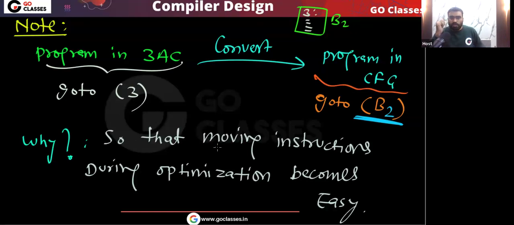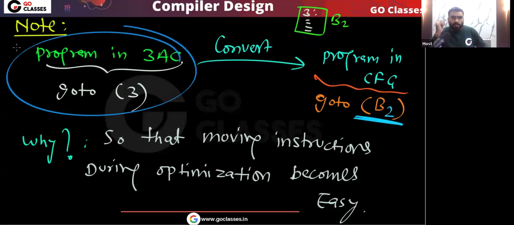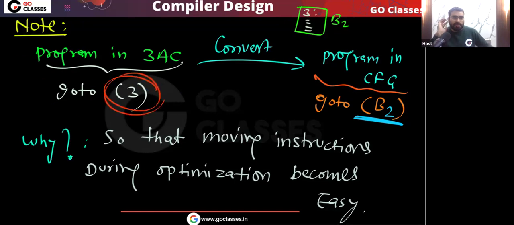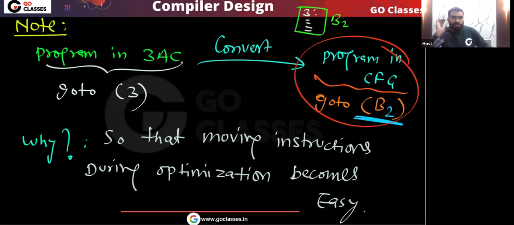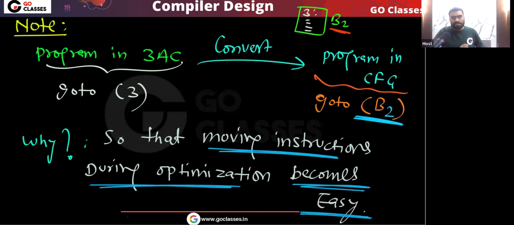So you can see, this is your normal program. In the normal program, let's assume you have this instruction, go to 3. This is the instruction label, the instruction number. When you convert this program to a control flow graph, we replace this with a block number, the block in which this instruction is there. Why? So that moving instructions during optimization becomes easy. The same thing you can see here.